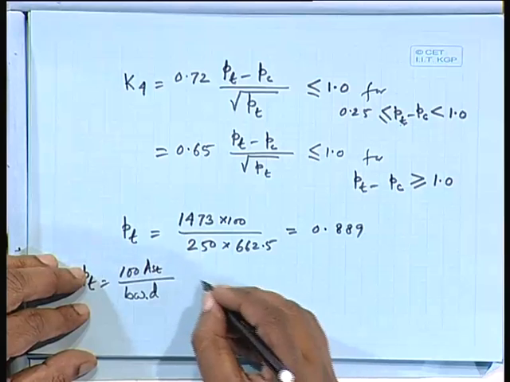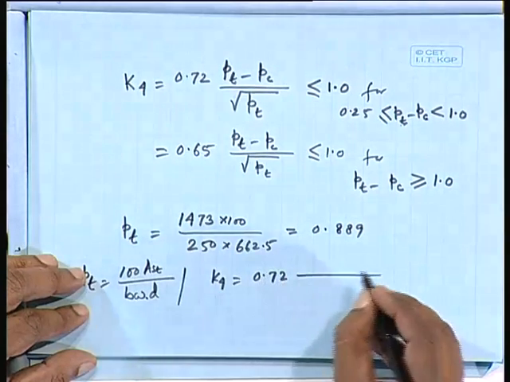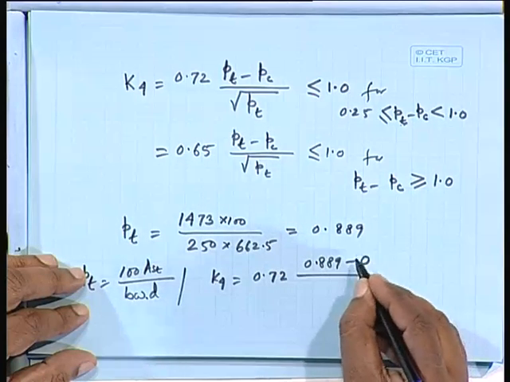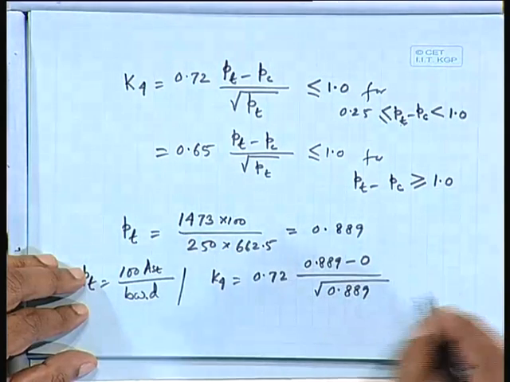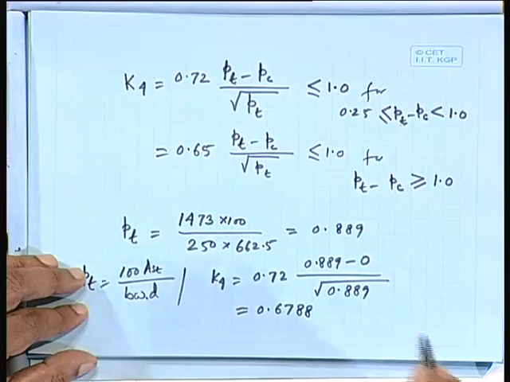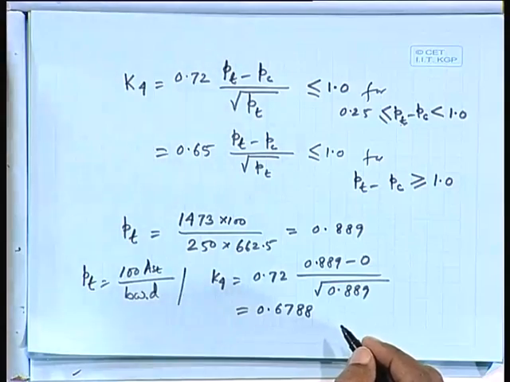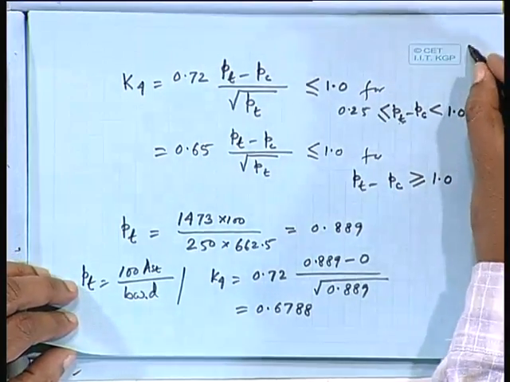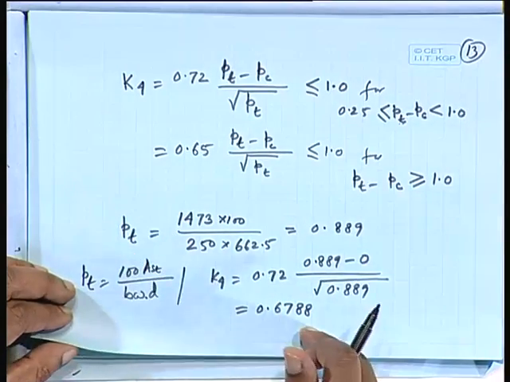So, K4 equal to 0.72, then 0.889 minus 0, there is no PC, 0.889, which comes as 0.6788. So, K4 we shall get as 0.6788. So from this PT we can get K4 as 0.6788.